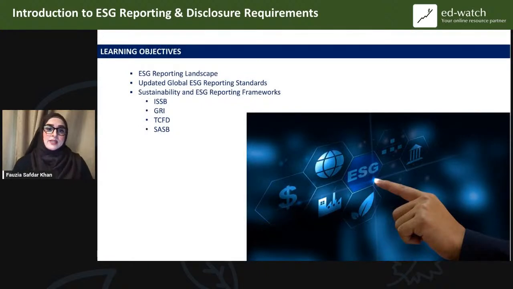So today's learning, we will look at what the ESG reporting landscape is. I will give a little snapshot of what the global ESG reporting standards are, and I will discuss, turn by turn, four major standards, which are so popular that most organizations globally are using them as part and parcel or completely. Next slide, please.